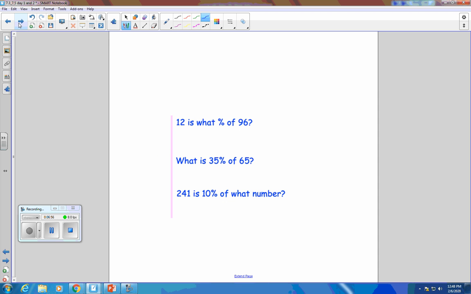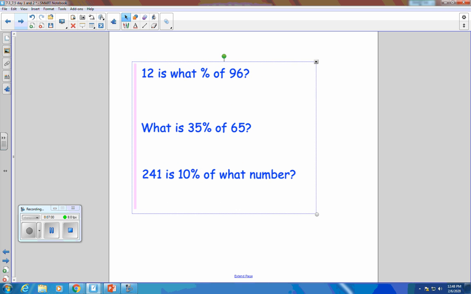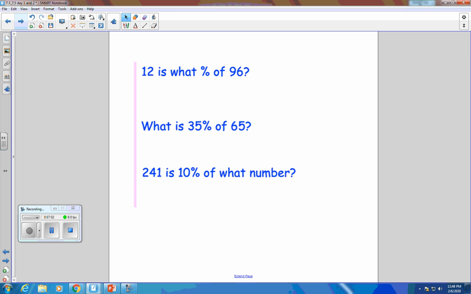All right, some more practice problems. 12 is what percent of 96? I want you to pause this, and I want you to try all 3 of these on your paper.